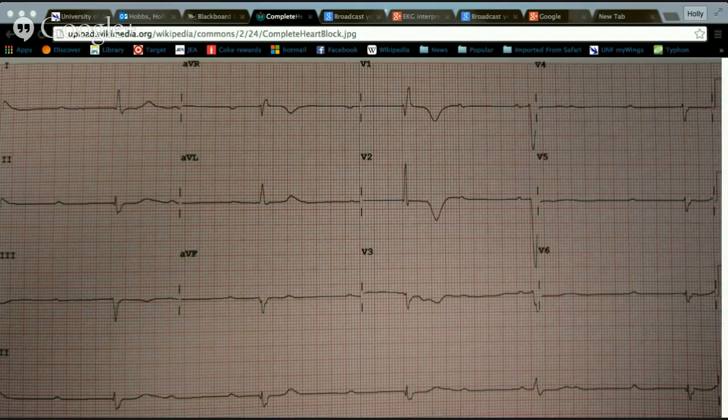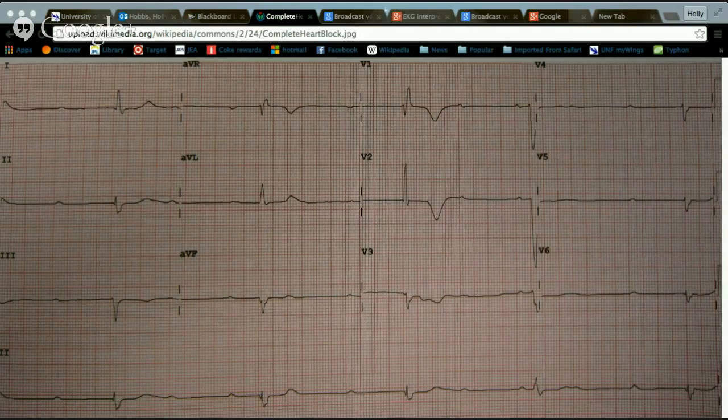Go on to hypertrophy. I'm going to look at the S wave in V1 and the R wave in V5. The S wave in V1 is about 1.5 boxes, and the R wave for V5 is about 4.5 boxes. So it's less than 35 millimeters or less than 7 boxes. So I'd say we have no left ventricular hypertrophy.